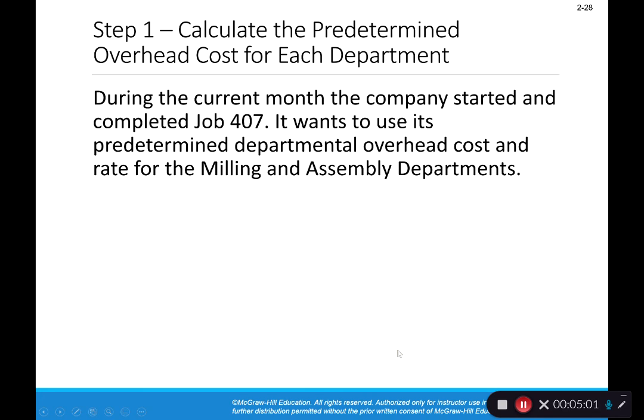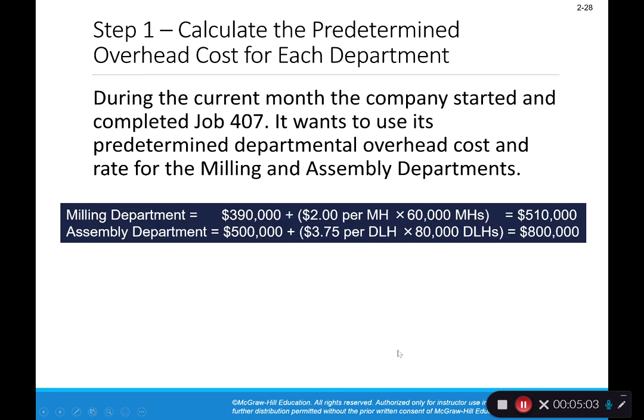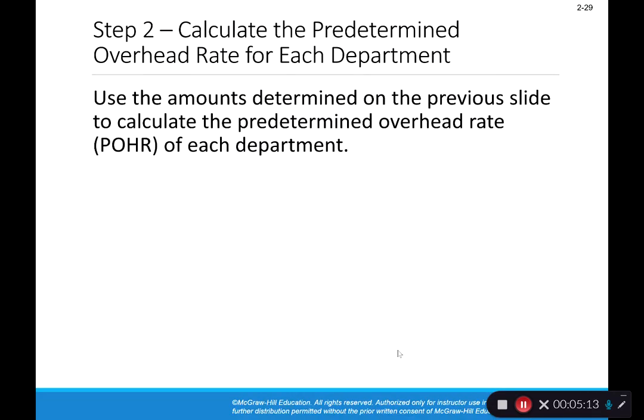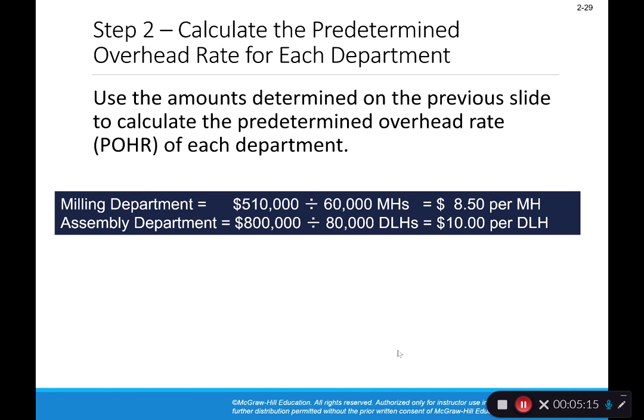So here, the first step is getting the overhead for each department, milling and assembly, and lo and behold, that 510 and 800 seems really familiar. The next step is to get a predetermined overhead rate for each department. So we take those estimated overhead amounts divided by the estimated activity, and thank goodness we got $8.50 per machine hour and $10 per direct labor hour. So I seem to know what I'm doing.